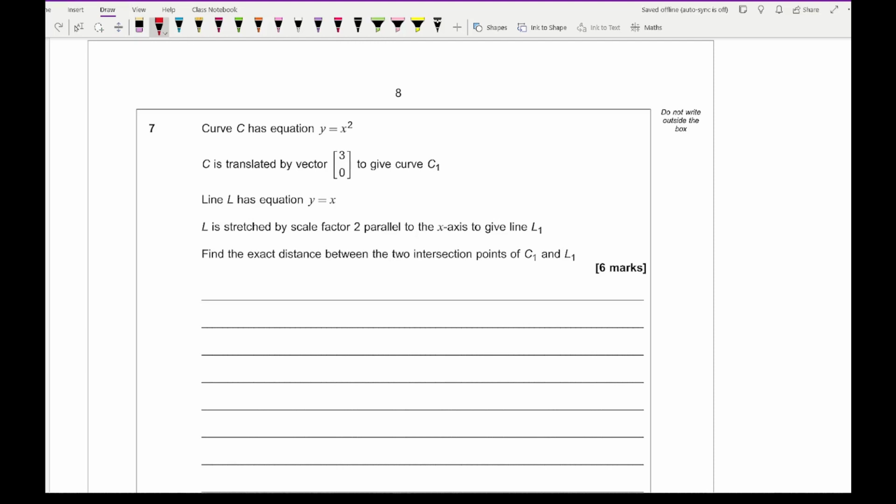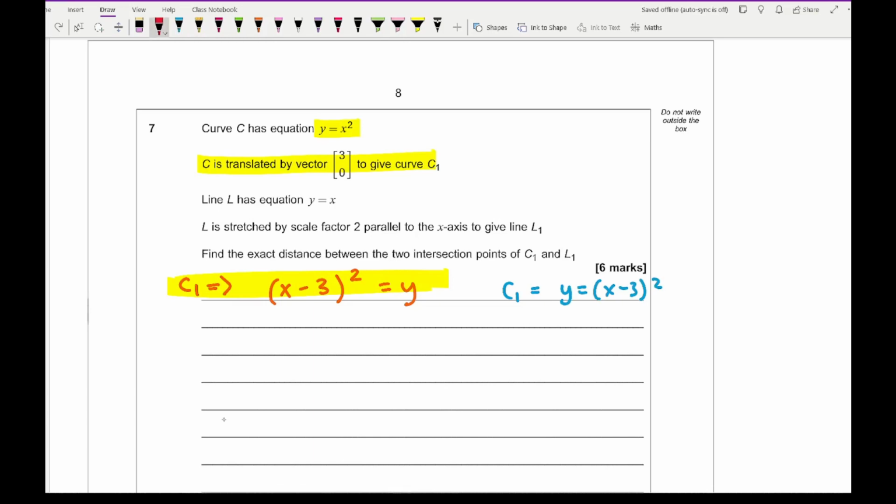So first of all, let's deal with C1. What I've got to do is use a graph transformation where I'm shifting this 3 squares to the right. To do a shift of 3 places to the right, I take away 3 from x. So the function is going to be x minus 3 squared, and that's going to equal y. So that's my C1, and it's going to be y equals x minus 3 squared.